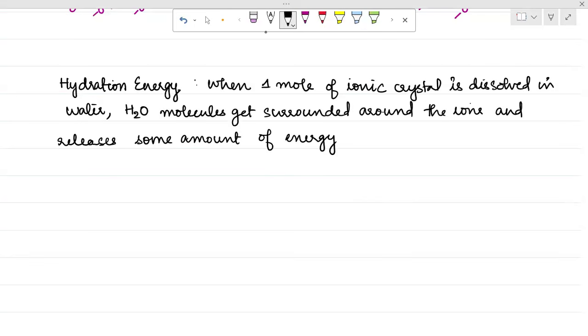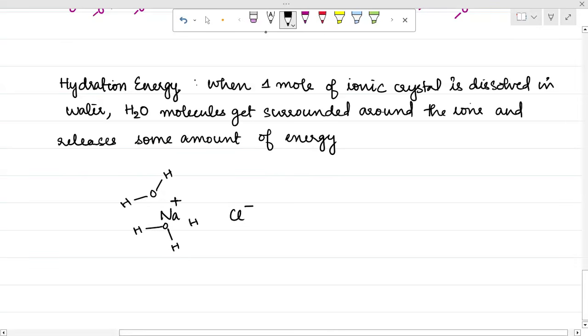Okay, so when you take some crystal, let's say NaCl, and if you put it in water, we know that it will dissociate. And the moment it dissociates, what happens? There would be a formation of a solvent cage. That is, Na+ would be surrounded by H2O moieties like this.